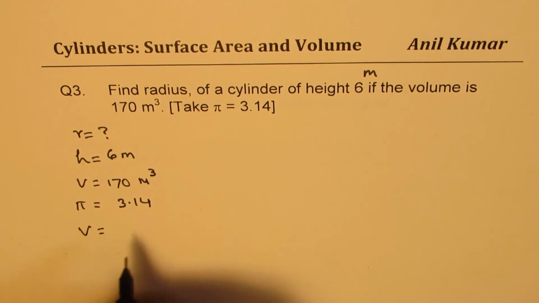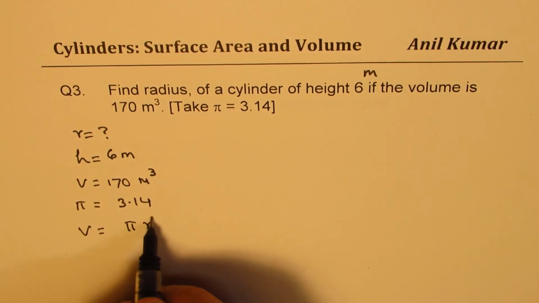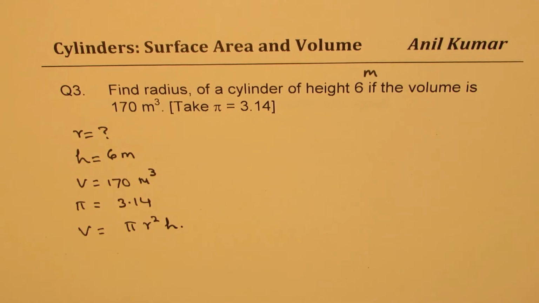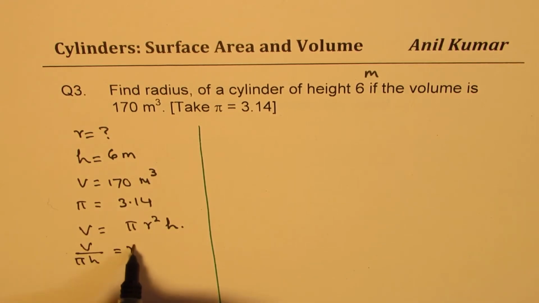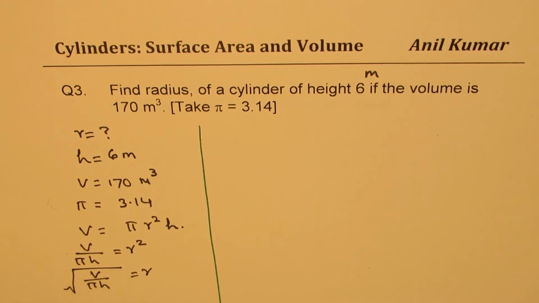We know volume is pi r square h. So if you want to rewrite the formula for radius, you could do it. It's just more complicated, but you could do it. For example, you could write this as V by pi h as r square, and to get the value of r, we'll have to take the square root of volume divided by pi h. So that becomes the formula, slightly more complicated.